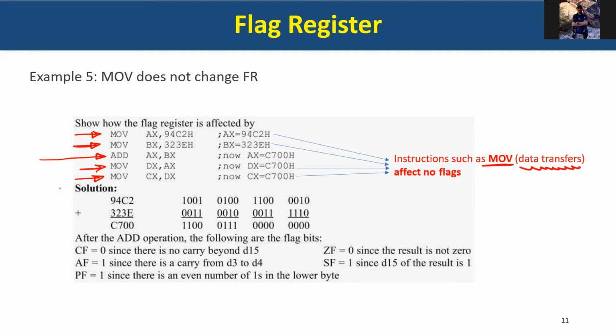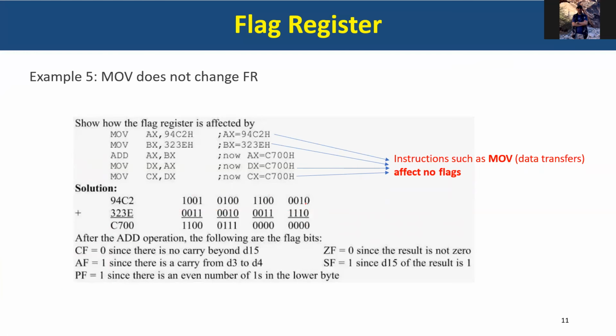Add AX and BX. So let's add AX and BX. AX is 94C2. BX is 323E. So let's add them together and check.